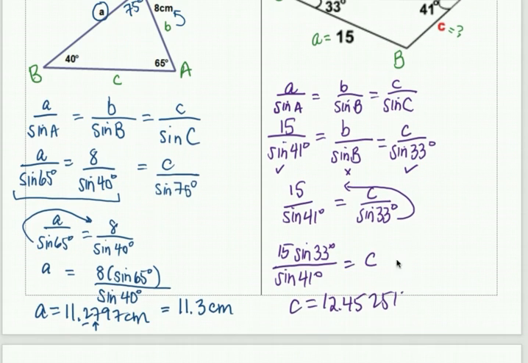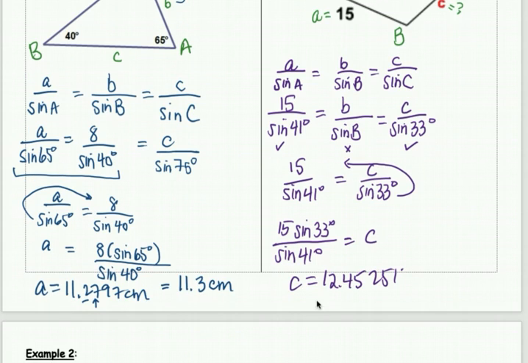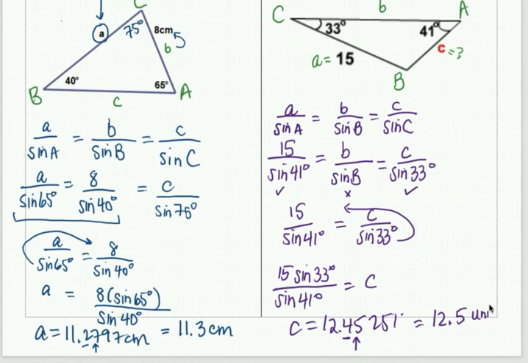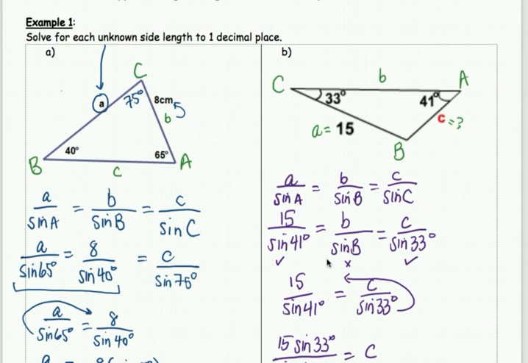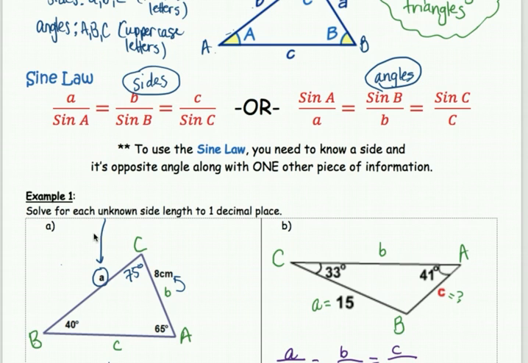Okay, and do we have any units this time? Nope, we don't know, but we want to round it to one decimal place here, so we're going to keep this one, and we have to look at this one to determine if we're going to round up. So it becomes 12.5, and we don't have any units, so I'm just going to write units. All right, so both of these you had to find the missing side, and we used the left formula here to find the side.